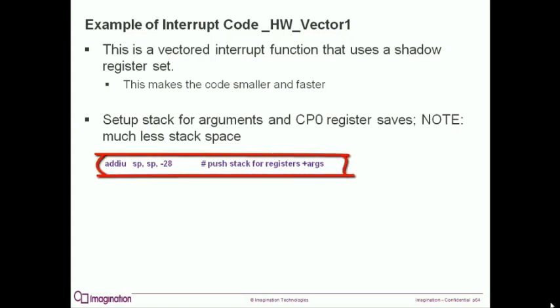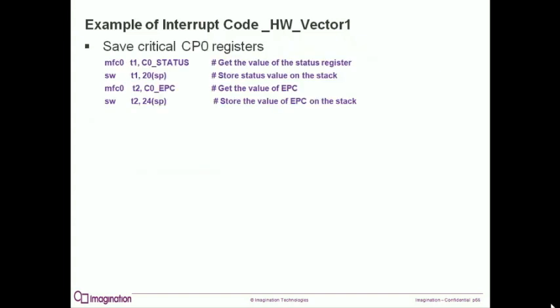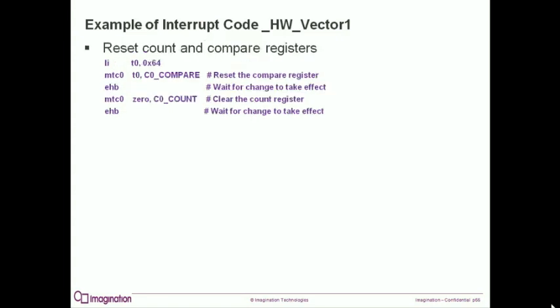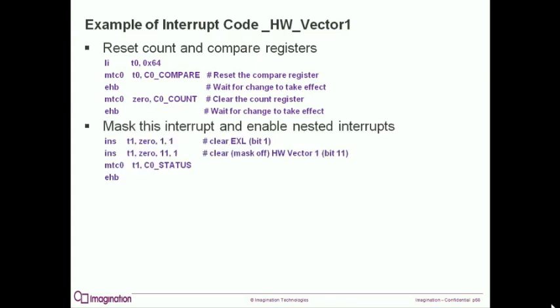First, you need to create a stack frame to save some of the registers and create an argument area before calling a C function. You need to save the status register and the error program counter to the stack, the same as before, but you don't need to save any other registers. Next, you need to reset the count and compare registers. Then you are ready to enable interrupts.